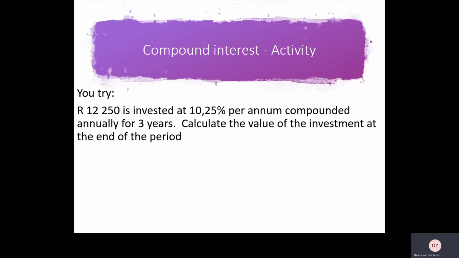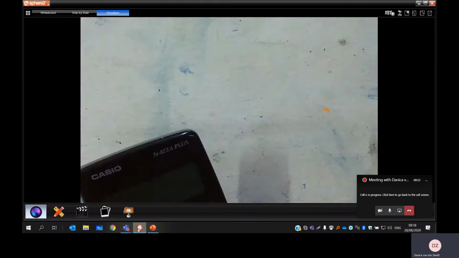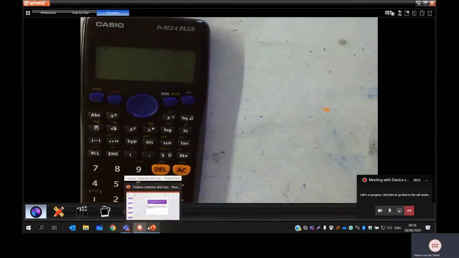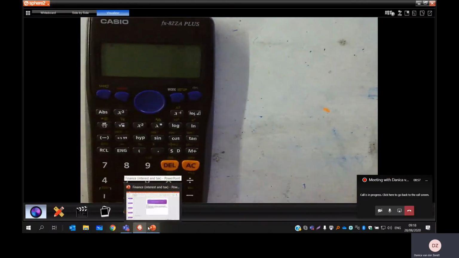Oh, do you have this calculator? Take it out. Can you see my calculator? Okay, press shift.